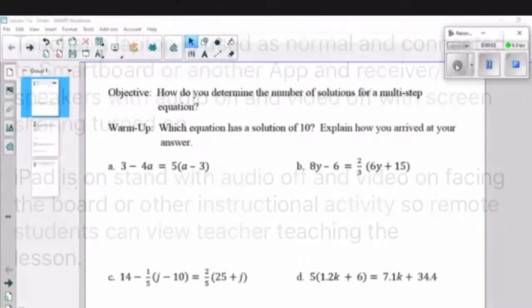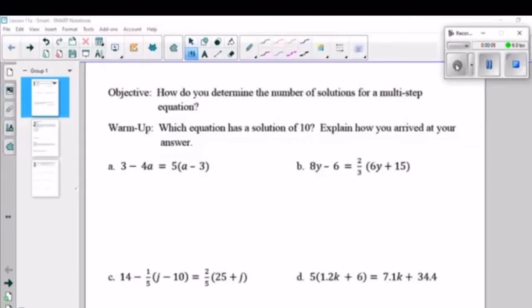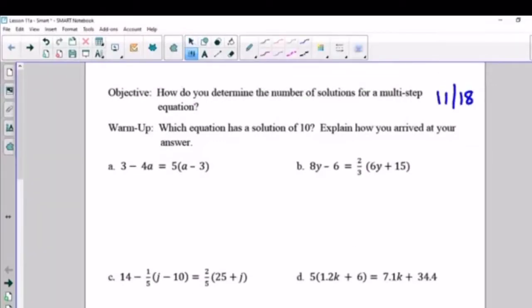So good morning. Today is November 18th, and we're going to be solving equations that could have infinite solutions, no solution, or one solution. So for our warm-up today, which equation has a solution of 10? And then explain how you arrived at your answer. You might decide to start solving each of these equations. That's one way you could figure out which equation has a solution of 10.